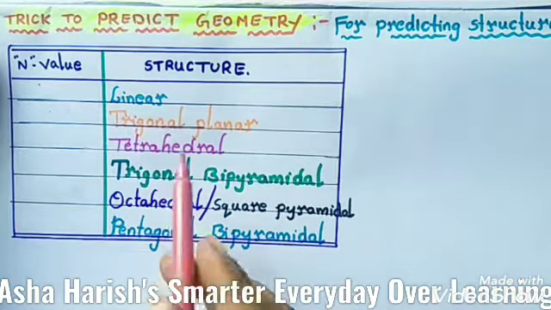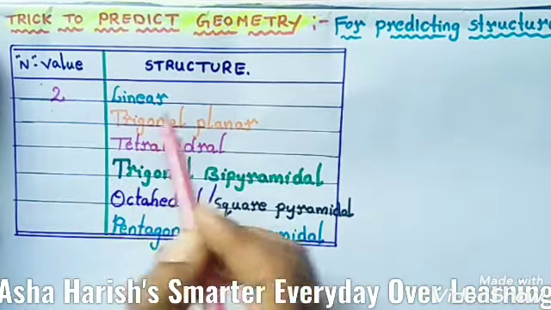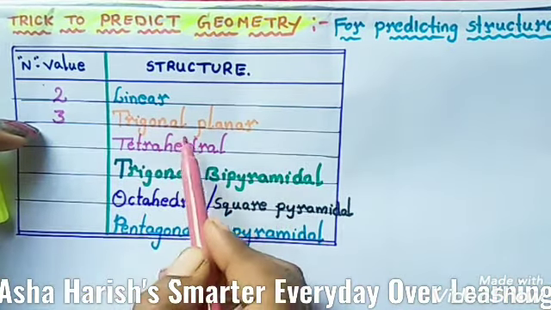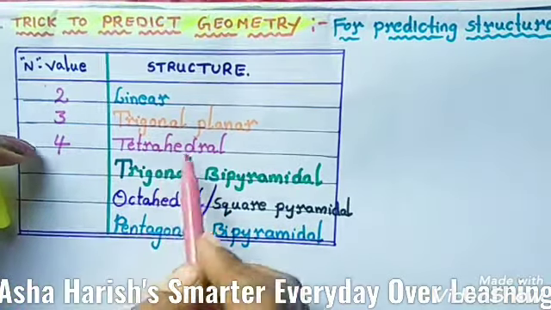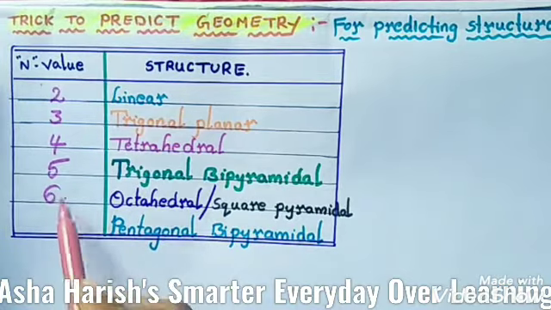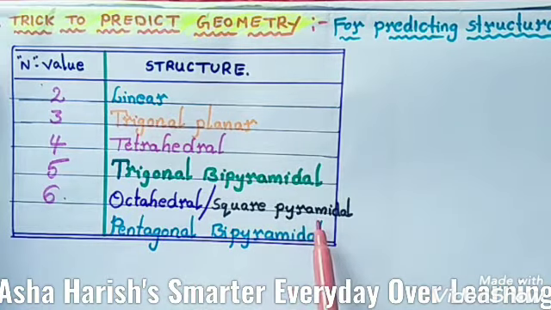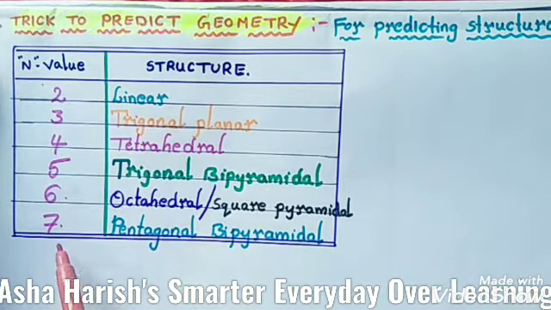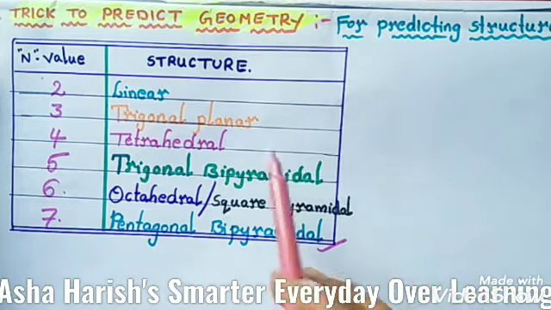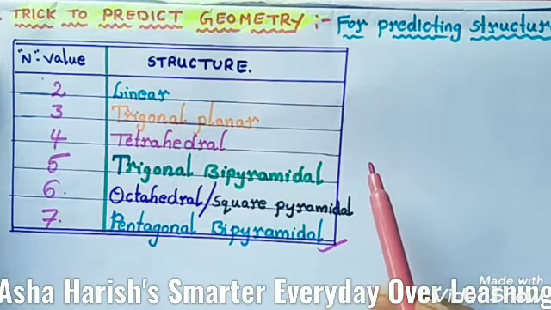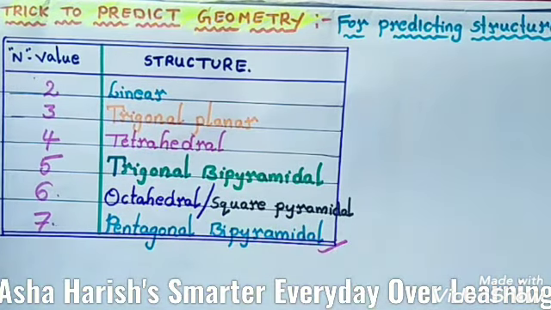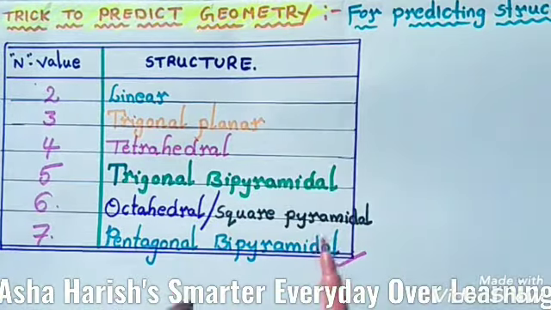For suppose the n value is 2, the structure is linear. For suppose the n value is 3, that is trigonal planar. If it is 4, tetrahedral. If it is 5, trigonal bipyramidal. If it is 6, octahedral or square pyramidal. If the n value is 7, pentagonal bipyramidal. Okay students, this is just to predict the structure. You need to remember this tabular form. This is the first step you have to remember.